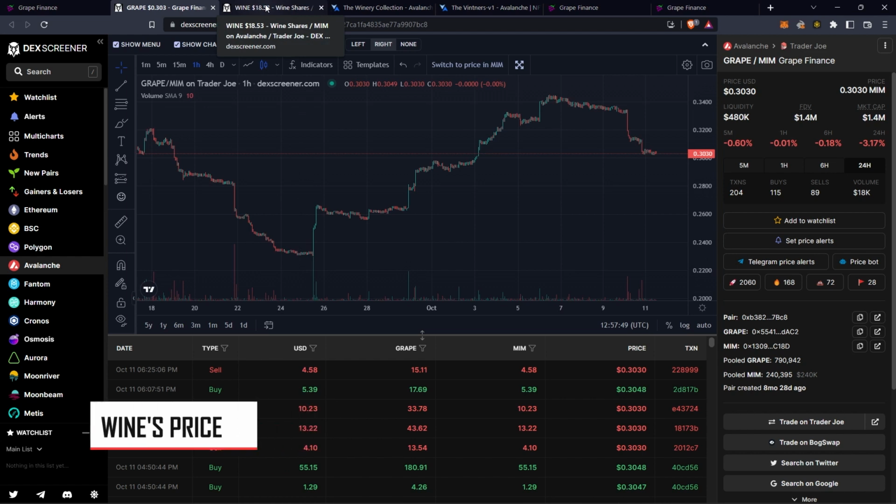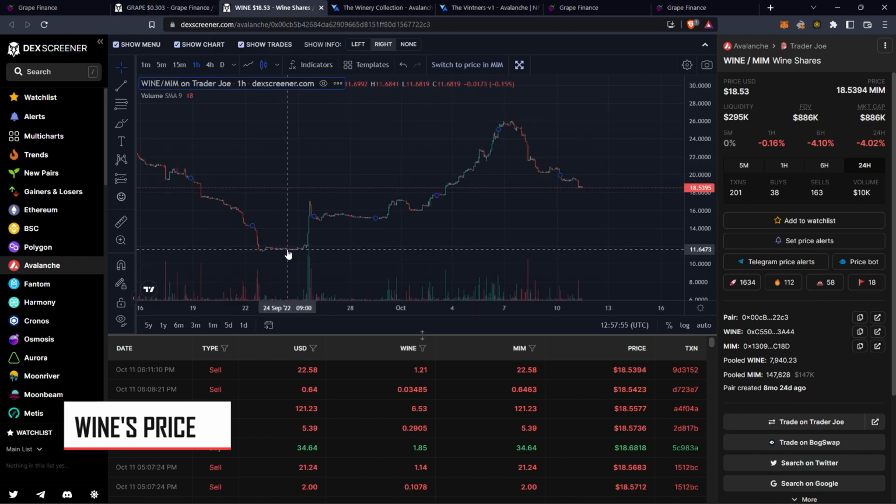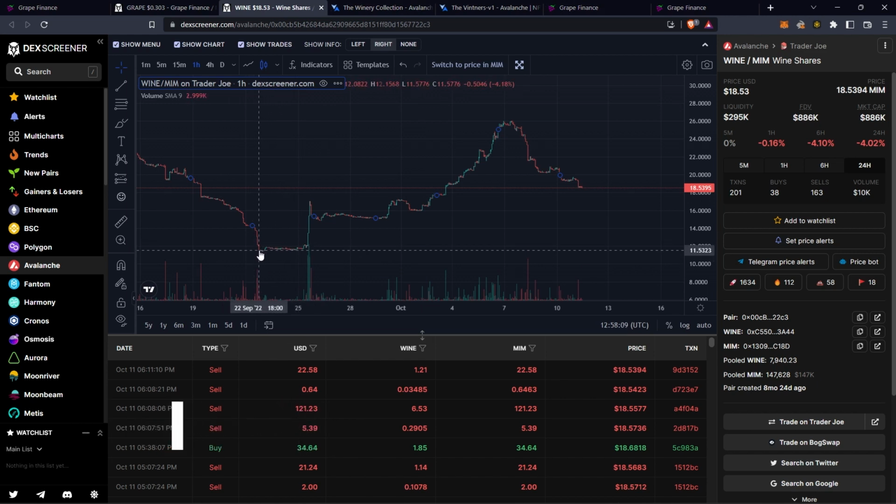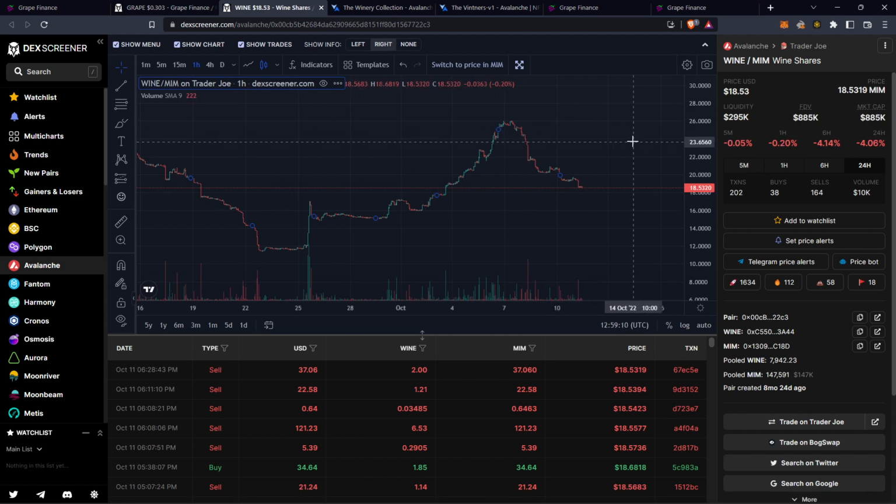Let's now move on to the share token, which is Wine. Wine somewhat did the same thing as Grape, where it fell to its lowest at $11 and then managed to climb back all the way up to $25. Like Grape, Wine also saw some sells right around $23 and $21. Right now, after all the sells, Wine is sitting at $18.5. The liquidity for Wine is also looking strong at almost $300,000 with a market cap of $900,000. Here, like Grape, I would also suggest that you DCA if you are bullish on Wine.